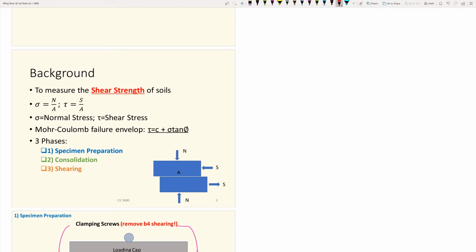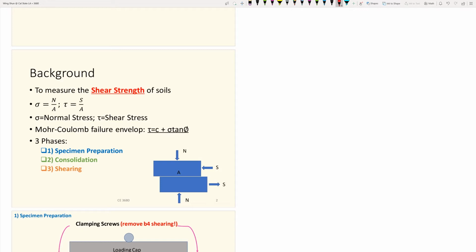You need more than one test, and this presentation will walk you through how to establish the parameters c and phi based on at least 4 direct shear test results. And this test has 3 steps or 3 phases for testing. So we start from the specimen preparations. We reconstitute the dry sand samples for this lab, and then you will do the consolidations.